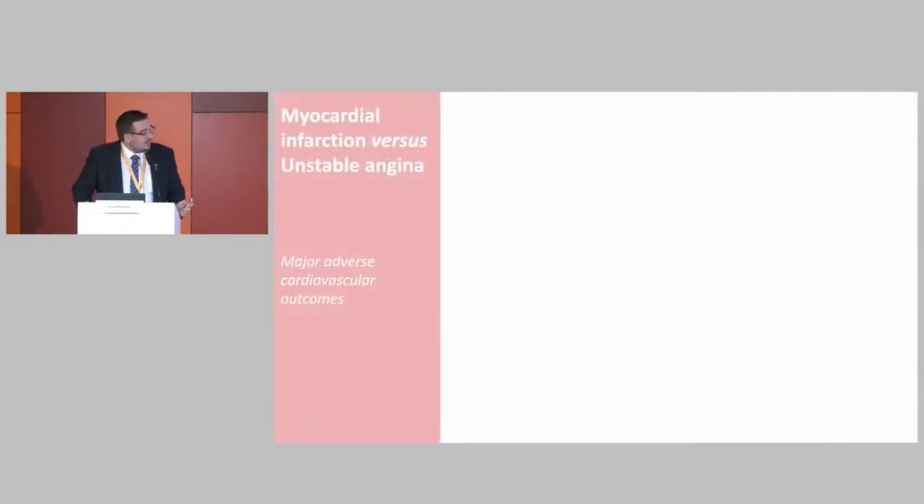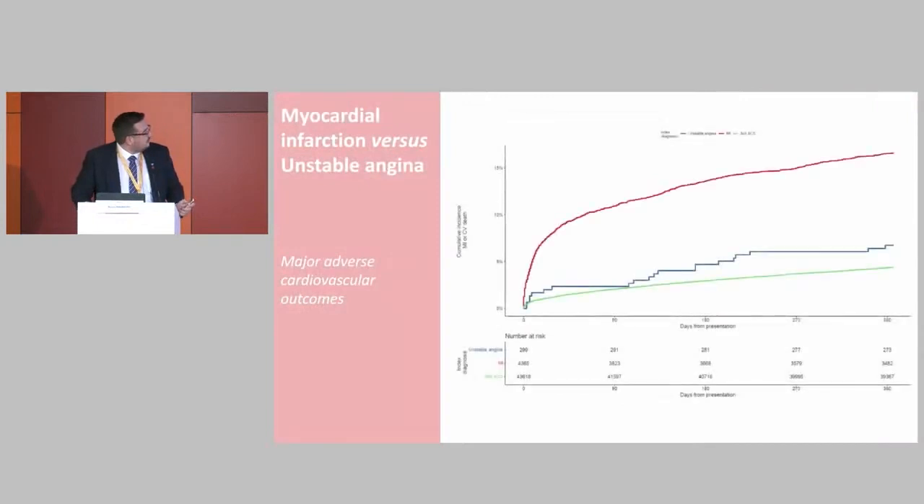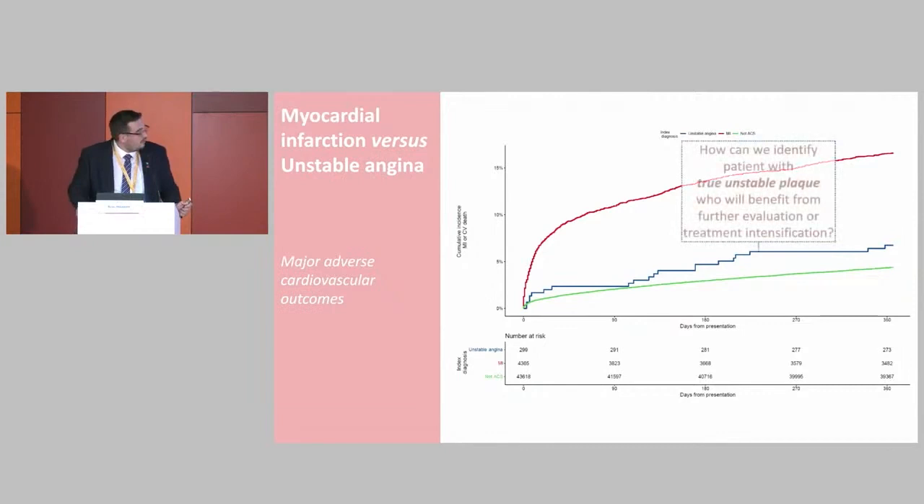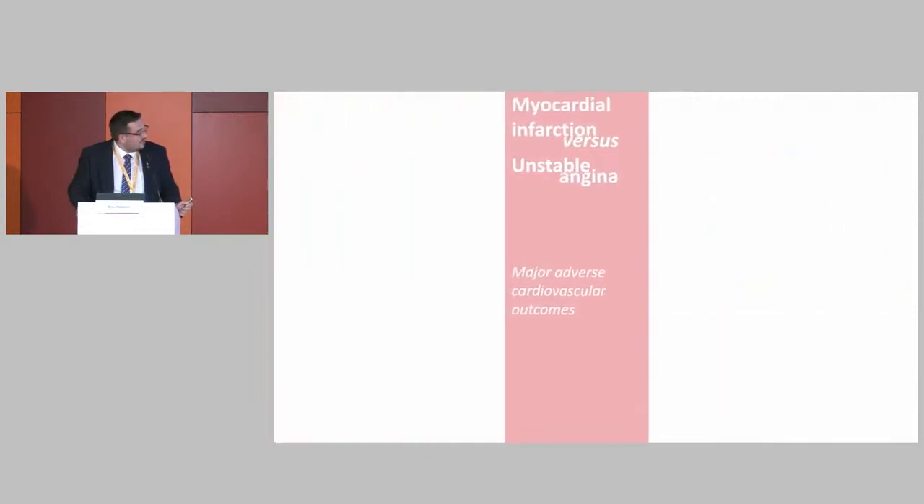Well, if we look at the clinical outcomes here in this cumulative incidence plot, we can see that patients with unstable angina in blue are far more similar to those who didn't have ACS in green, when we would expect them to have a similar incidence of events as those in red with myocardial infarction. But I say, what can we do to augment that?